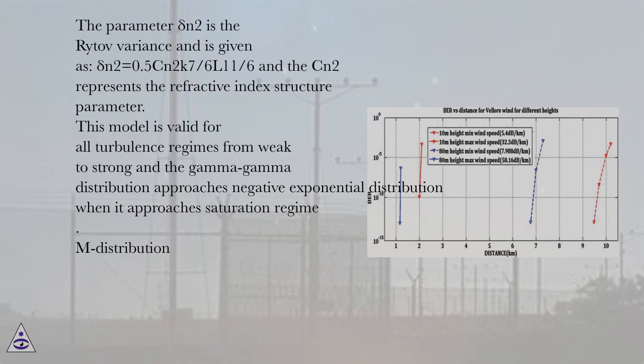This model is valid for all turbulence regimes from weak to strong, and the gamma-gamma distribution approaches the negative exponential distribution when it approaches the saturation regime.